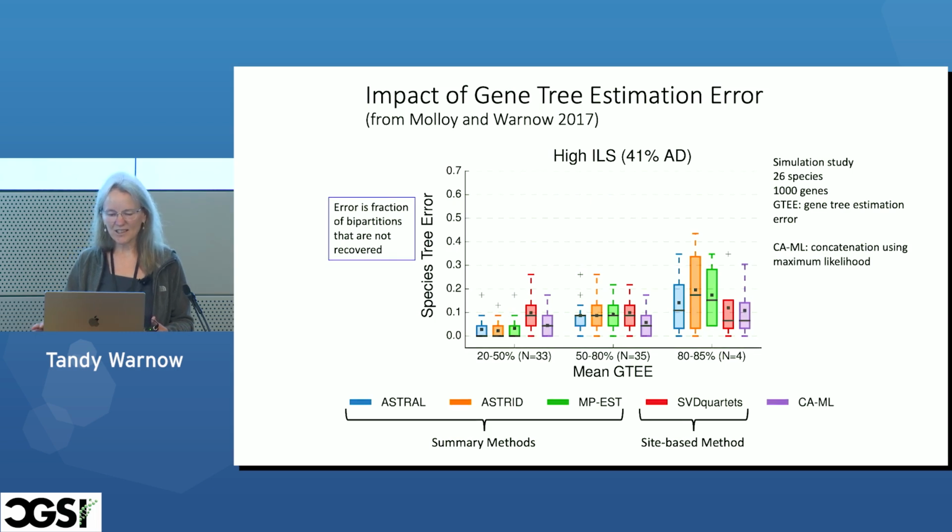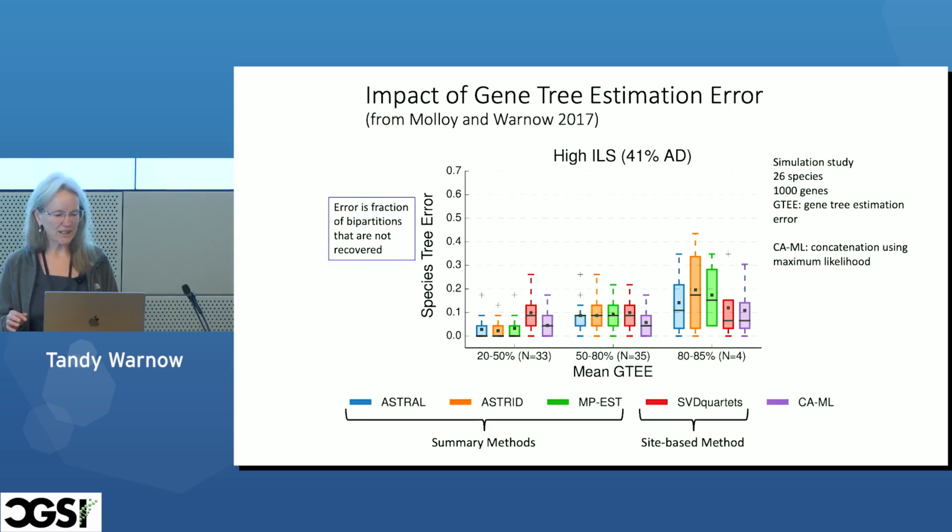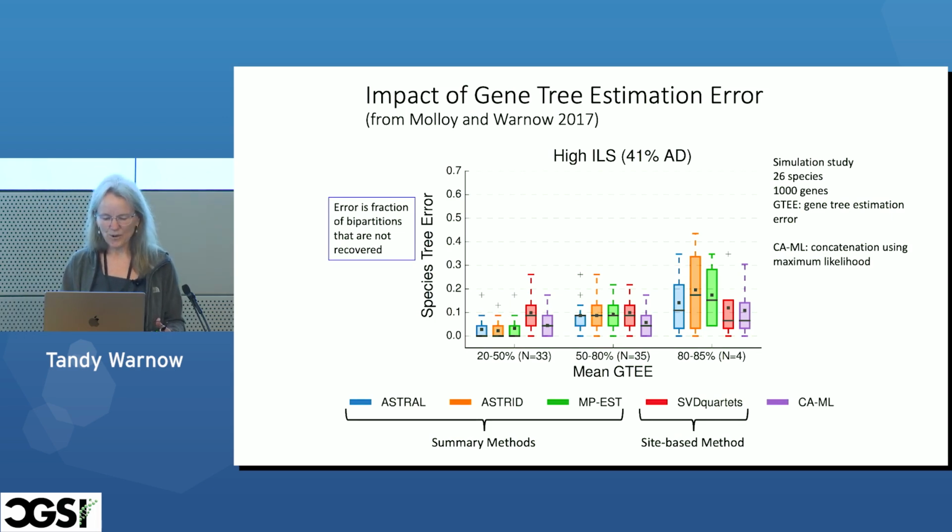So here's a simulation. This was done by a former student, Erin Molloy, published in Systematic Biology. What I want you to see is everything here is 26 species, but 1,000 genes. And we've taken the simulations with different sequence lengths, and we've binned the data sets by how much gene tree estimation error there is on average. So the 20 to 50% means not that bad. That means on average, the gene trees have between 20% error and 50% error. And then you have 50 to 80% error, and then you have 80 to 85% error. So you have high error in some cases.